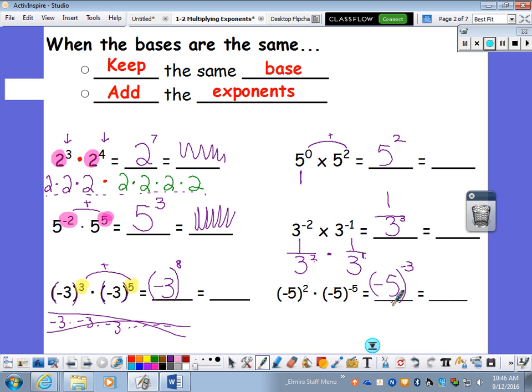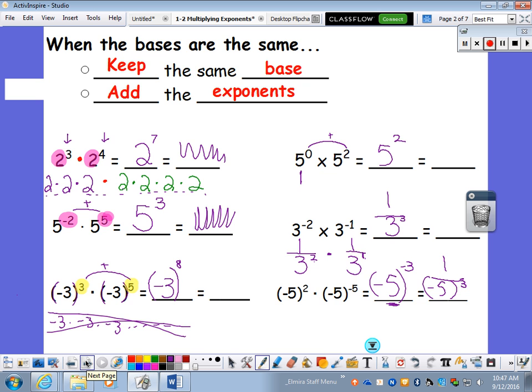And then I could take this answer and give it a positive exponent, 1 over negative 5 to the third power. Because really, negative exponents, they're okay, but they're not your best form of a final answer. The best form of a final answer would not have a negative exponent. Negative base is fine. Negative exponent should really be flipped to a fraction. Okay?